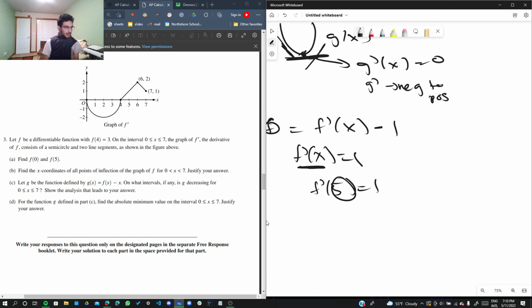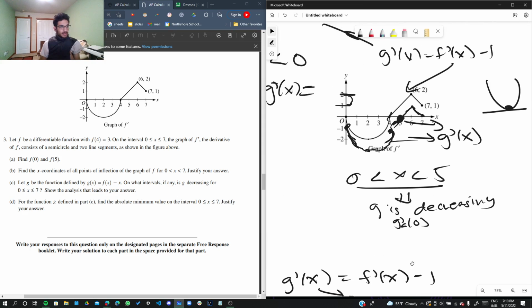So yeah, at x equals 5, the g prime of x is 0. But we also need to check minimums and maximums, right? So the slope needs to change from negative to positive. And over here, if you look at this graph, the slope changes from negative to positive.